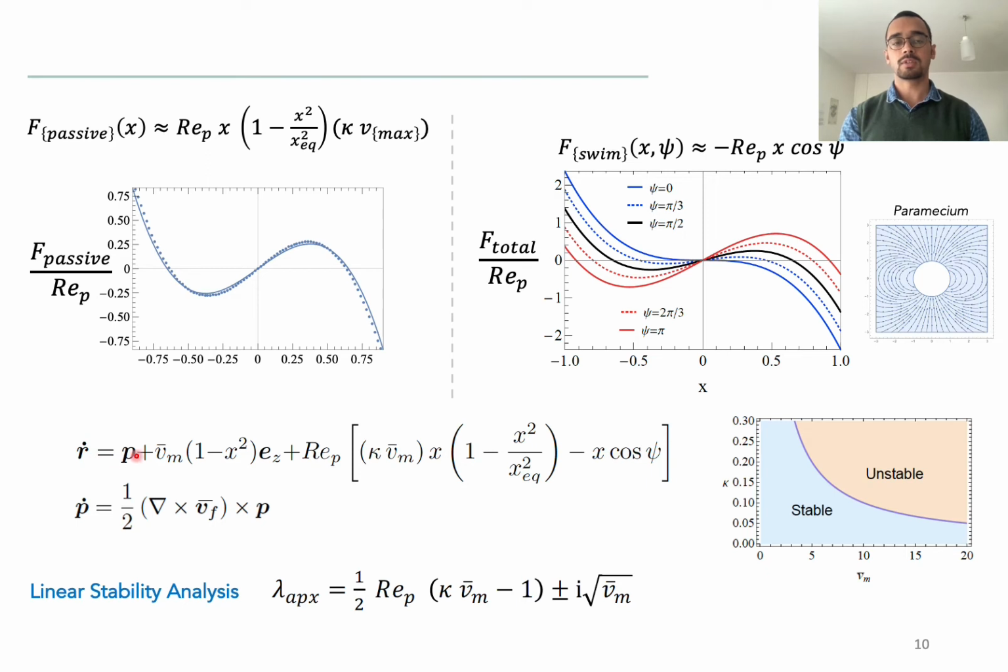Now we can find the total lift and substitute that in our dynamical equations. We find that r dot equals the swimming plus the flow plus this nonlinear passive effect plus the nonlinear swimming lift effect. The rate of change of orientation is primarily governed by the vorticity in the background flow. A simple linear stability analysis of these equations tells us that the real part of the approximated eigenvalue depends on the two parameters kappa and Vm. So we can plot a phase diagram which shows that there are two regions, with centerline stable trajectories and centerline unstable trajectories.